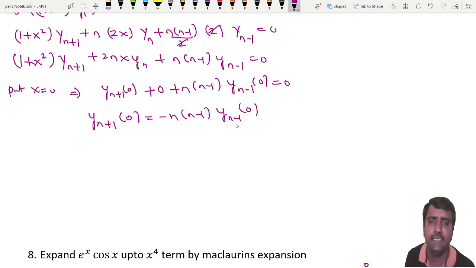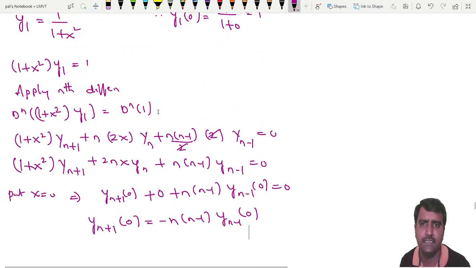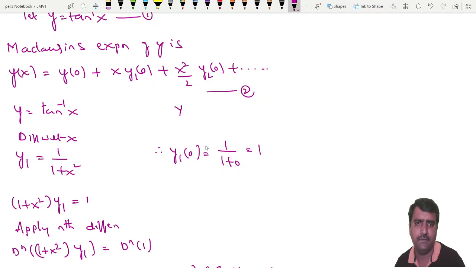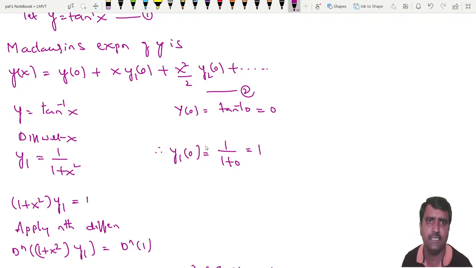So now we can easily find the nth differentiation of any order. For example, we have already got y1. If you want to find y2, we have to find the value of y of 0, which we have not found yet. So you can find the value of y of 0. y of 0 is equal to tan inverse of 0. Tan inverse of 0 is 0.